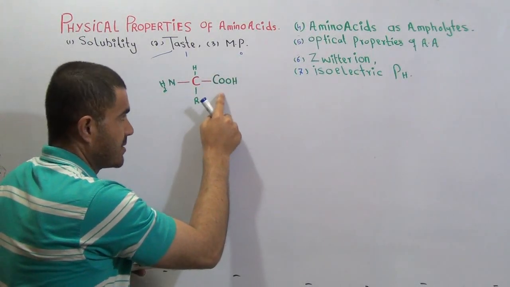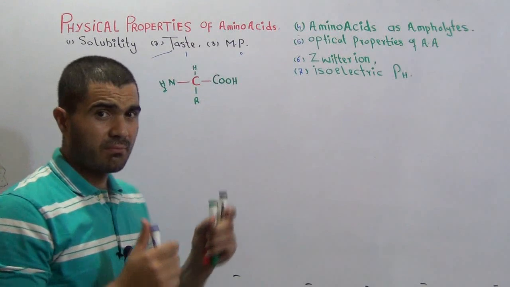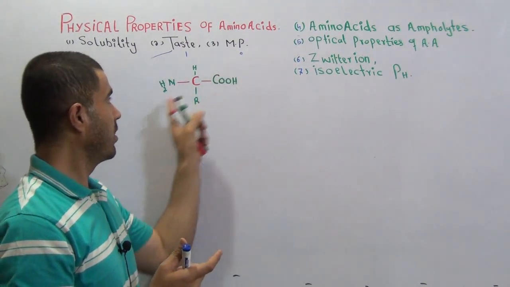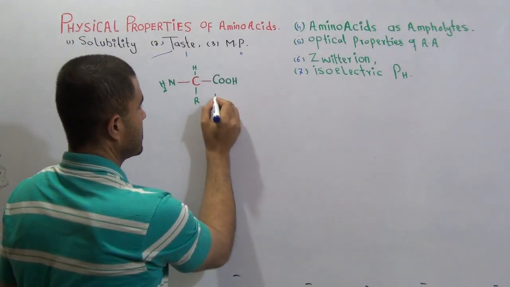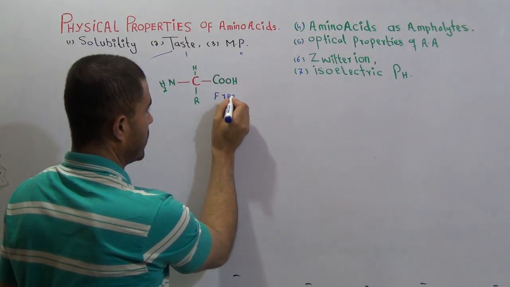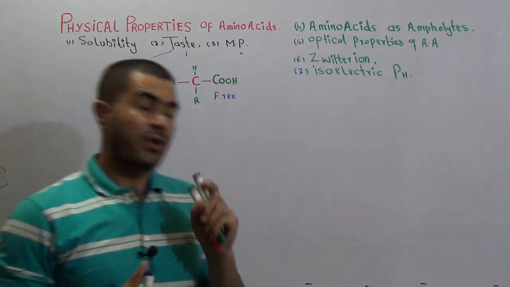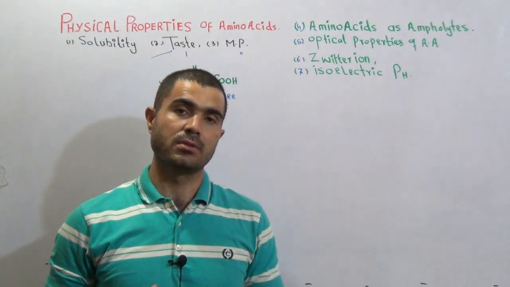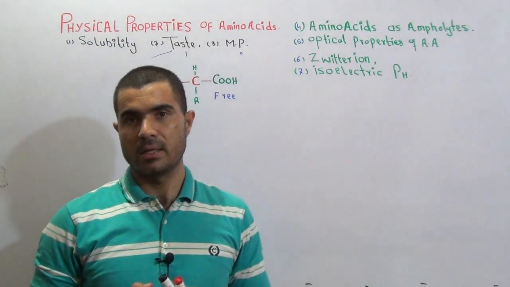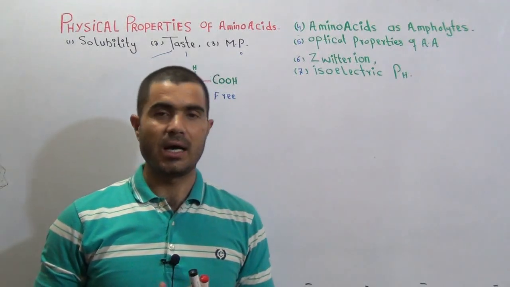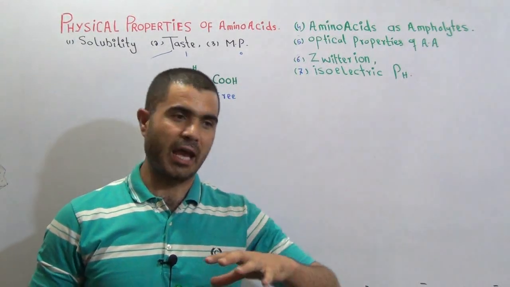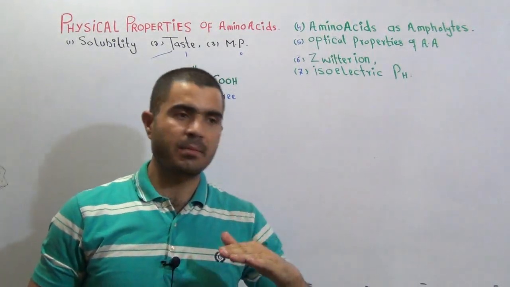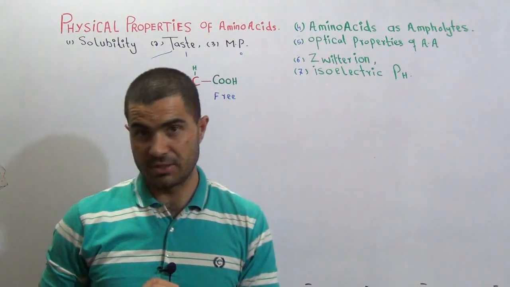So this is an amino acid. This is a kind of free amino acid. You can't see any charge on it. In reality, none of the amino acids in our body is found in that free state. All amino acids have some sort of charge. Some amino acids are negatively charged, others are positively charged.